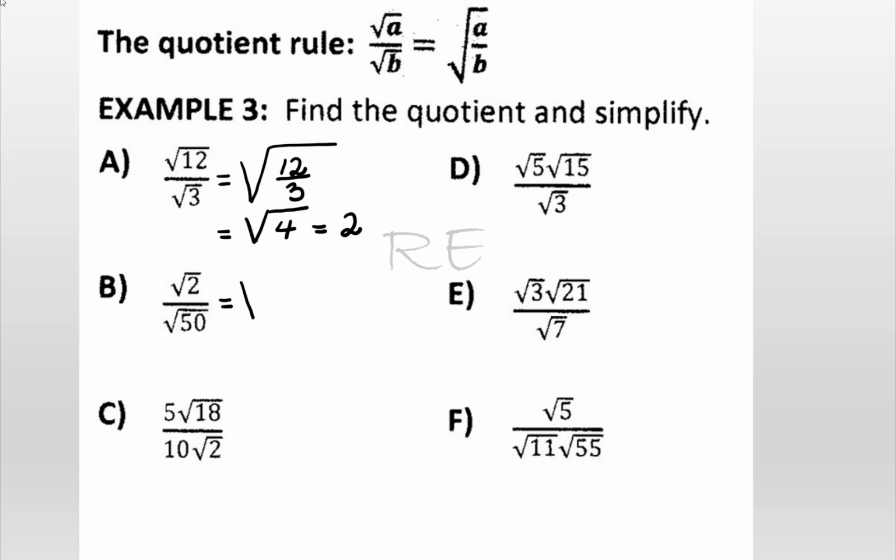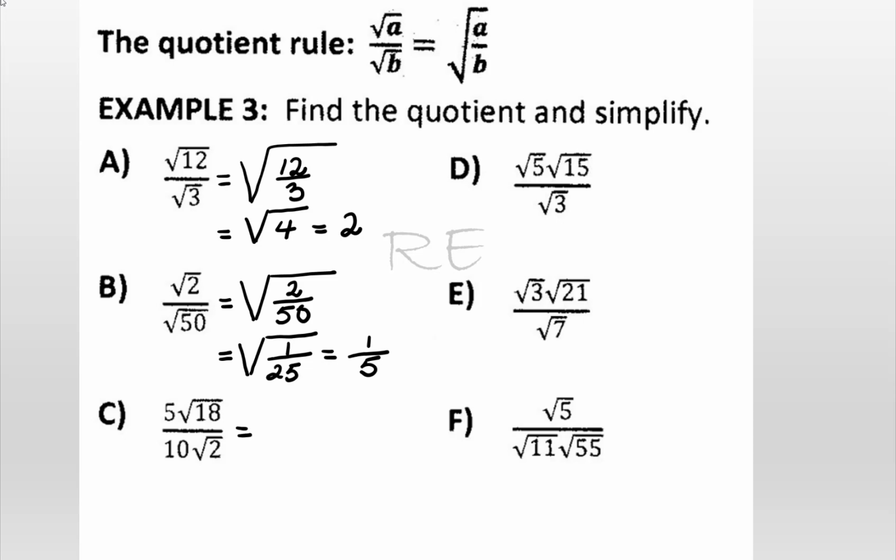Square root of 2 divided by square root of 50. It's square root of 2 over 50, the whole thing. And 2 over 50, 2 divided by 2 is 1. 50 divided by 2 is 25. So it's really the square root of 1 over 25. Square root of 1 is 1, and square root of 25 is 5. 1/5.